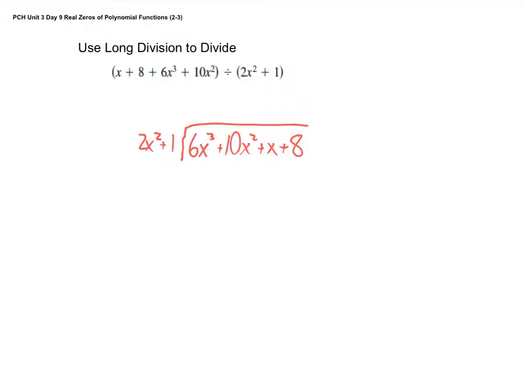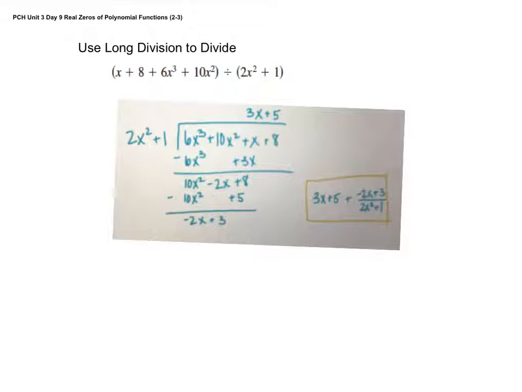Now, take a minute here, try this one on your own, just to work out the mechanics, and we'll see how you do. Alright, so we've got Katie's here, and notice everything's nice and neat. We can see here the 2x squared goes into 6x cubed 3x times. So then we multiply.